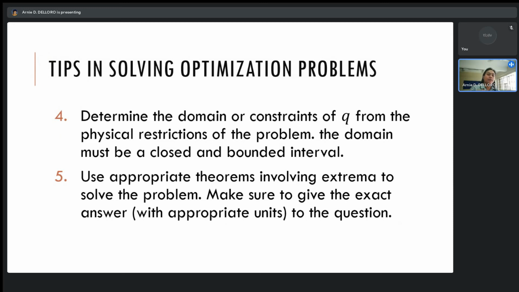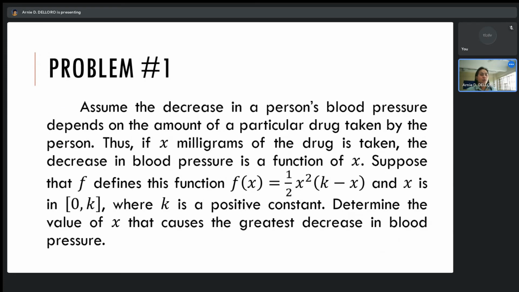Yan. Now, let's have an example. Okay? So sabi dito sa number 1, assume the decrease in a person's blood pressure depends on the amount of a particular drug taken by the person. Thus, if X milligrams of the drug is taken, the decrease in blood pressure is a function of X.